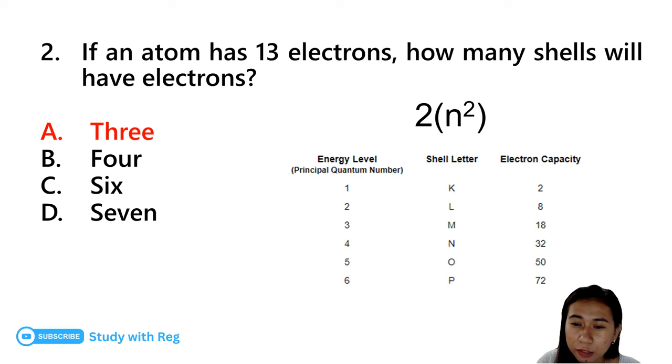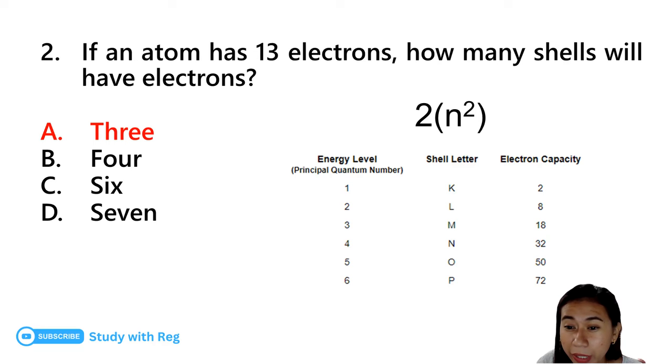So 32 electrons lang ang kaya niyang i-carry sa energy level 4. Energy level 5 or principal quantum number 5, 5 times 5, that's 25 times 2, that's 50. Then we have 6. Oh, 6 times 6, 36 times 2, that's 72. Okay? So, ang tanong natin is 13 electrons. Oh, look at the electron capacity. Saan ba yung mapafall ang 13? Oh, hindi din natin pwede sabi yung number 8, no?